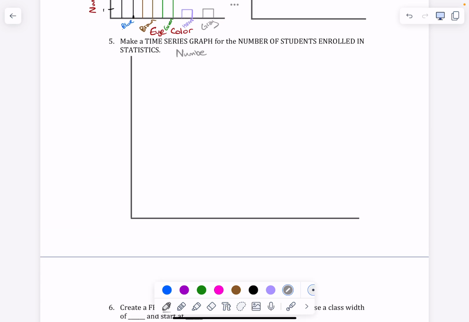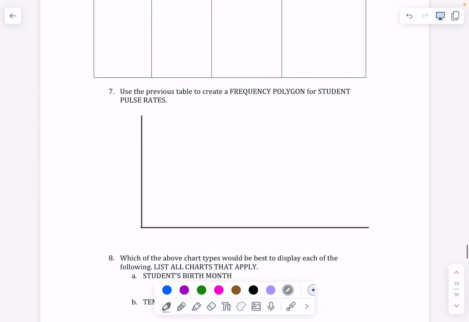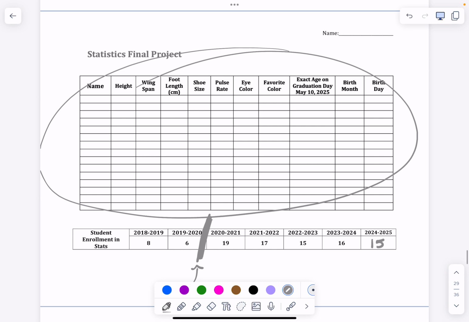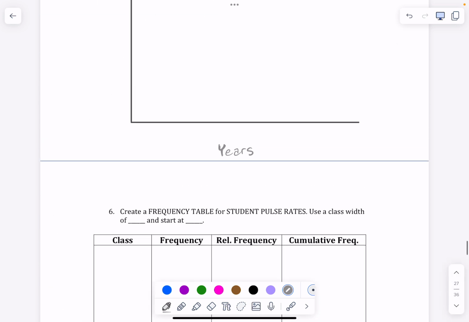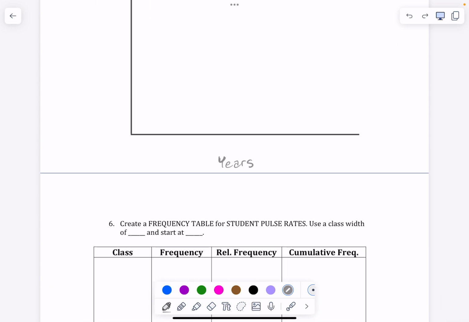Here's my chart title: Number of students enrolled in statistics. Or just underline what you have. Okay, on the bottom, what should we put? Years. Oh, no. If we're talking about year ending, we can say year ending. Instead of saying years, we'll say year ending.